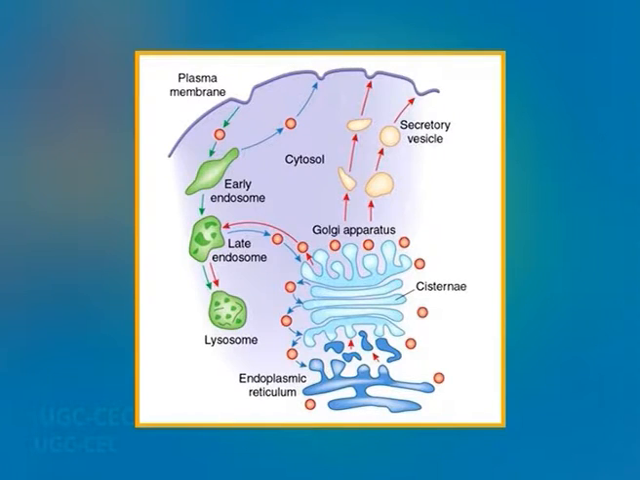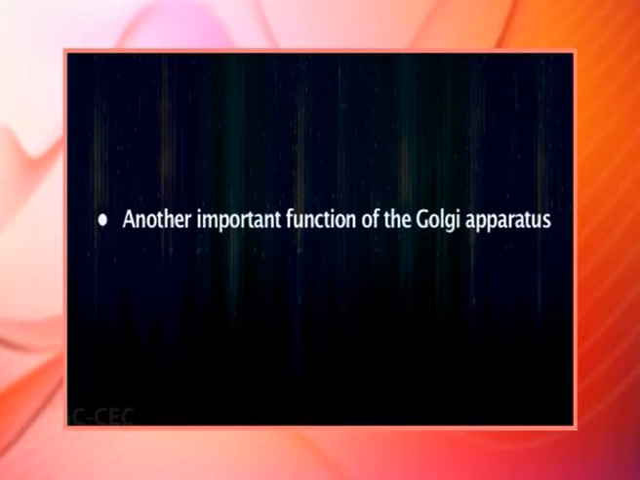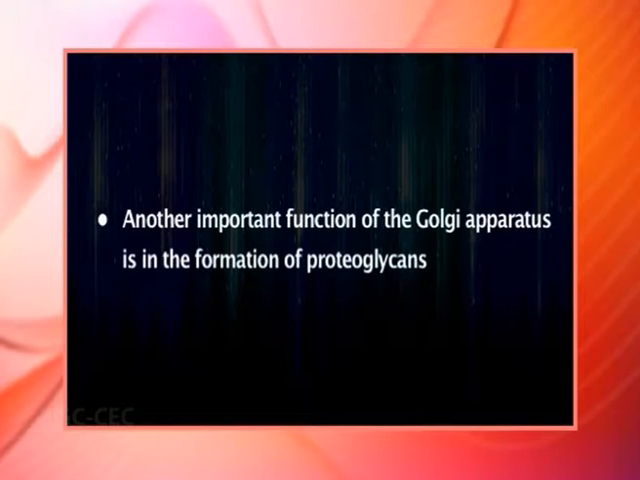Individual stacks have different assortments of enzymes allowing for progressive processing of cargo proteins as they travel from the cis to the trans-Golgi face. Enzymatic reactions within the Golgi stacks occur exclusively near its membrane surface, where enzymes are anchored. An important function of Golgi apparatus is in the formation of proteoglycans.